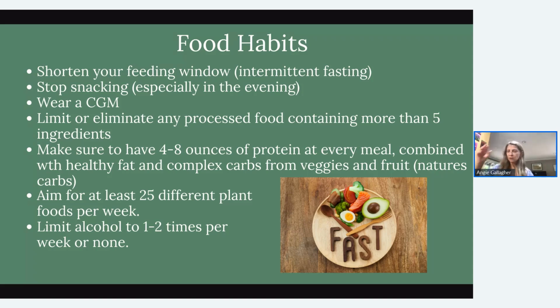And you can keep track on a piece of paper. You can keep track on your phone, and just keep adding to your list every time you have a different and unique plant food for that week. And then limit alcohol to 1 to 2 times per week, or none. If you're not a drinker, you don't need to have it.